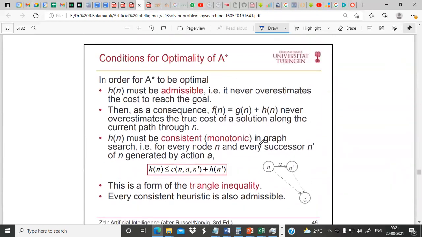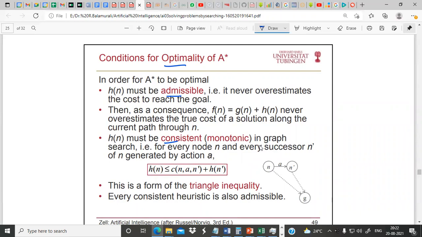So now the question is whether A-star algorithm is optimal or not. A-star algorithm is optimal under two conditions. If h of n is admissible, then A star algorithm is optimal. And if h of n is admissible and consistent, then A star is optimal. If the function h of n is admissible and consistent, then A star is optimal.